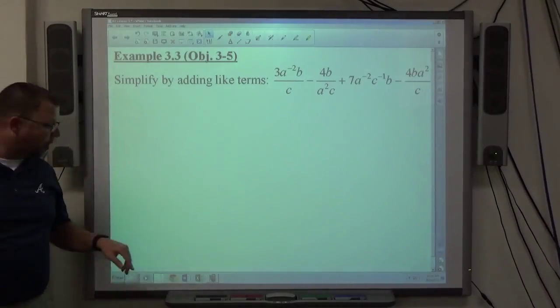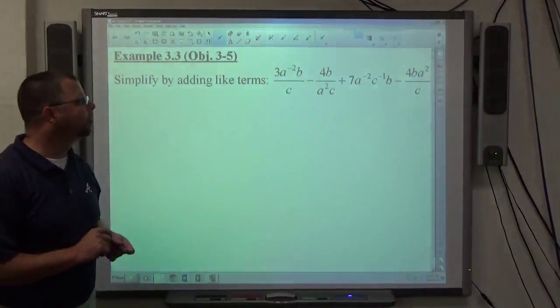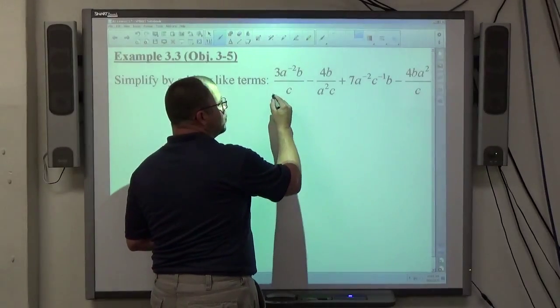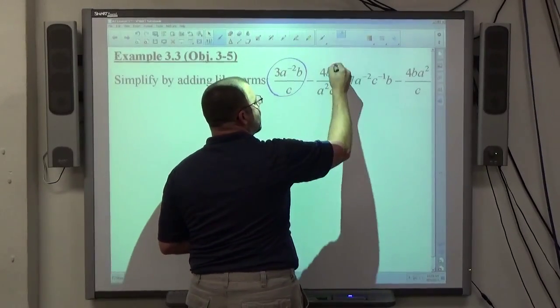So again, if we follow the process I just laid out there, job one, identify the terms. This is a term. This is a term.